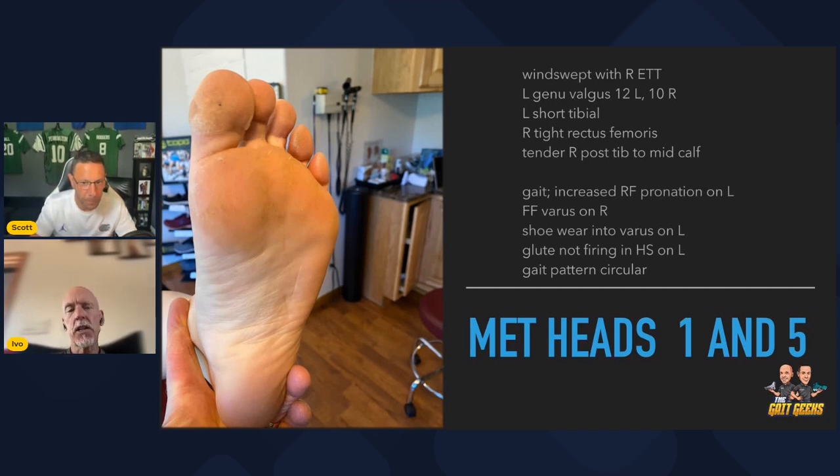So when you see that pinch callus on that distal first medially, you're always going to know that they have to externally rotate that to push out, or they've got a shoe that's really rubbing in that area there.